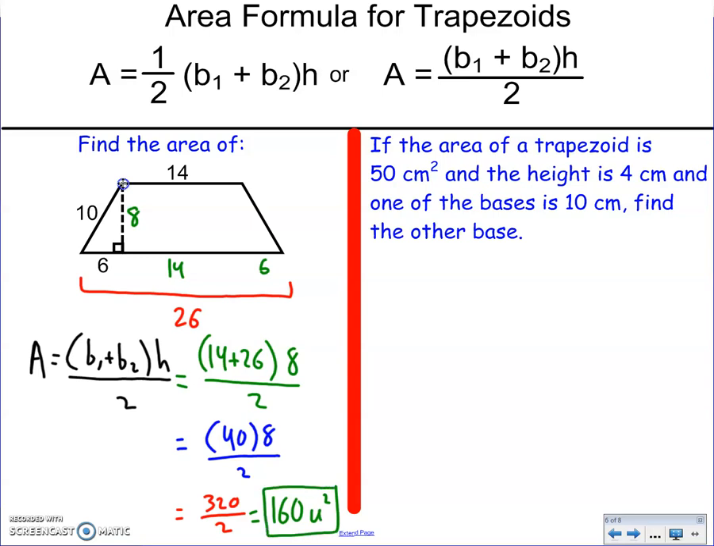All right, over here, the area of a trapezoid is 50 centimeters squared. The height is 4, the one base is 10, find the other base. Let's write the formula.